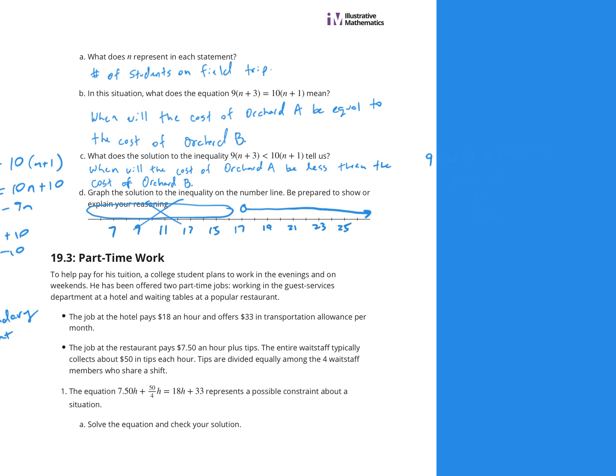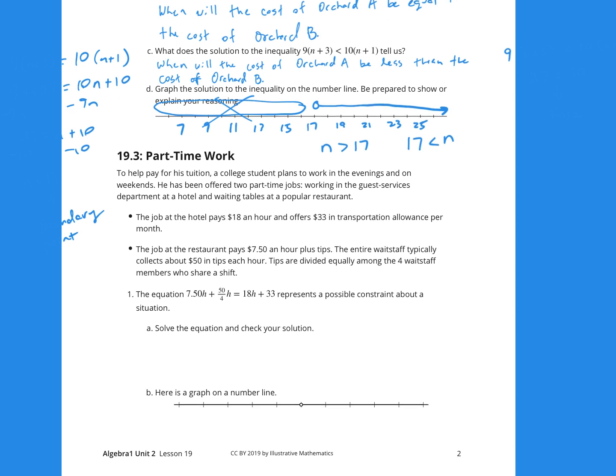The other thing I need to do is write my inequality because, again, although writing it as a number line is one way to express it, another way to express it is as an inequality. So you can write that as either n is greater than 17, because we want the values greater than 17, or you could write 17 is less than n, because 17 is going to be less than what my values of n are. All right, let's move on to activity 3.